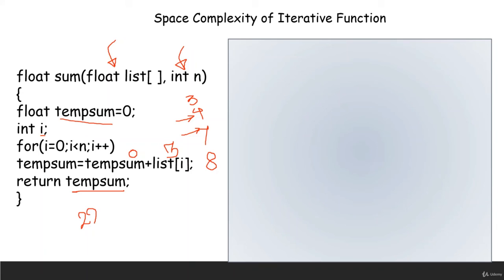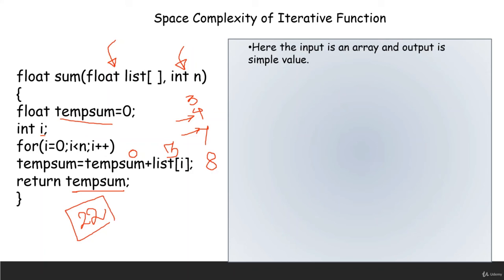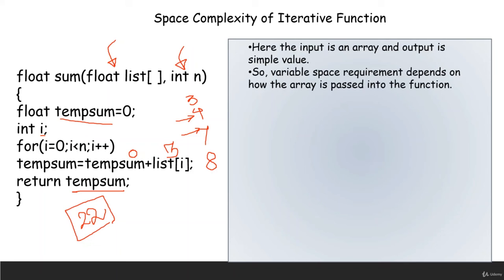Right? So for this sum, what is happening here is the input was an array. Float list means it is an array, but the output is a simple value. So here, variable space requirement depends on how the array is passed into the function.